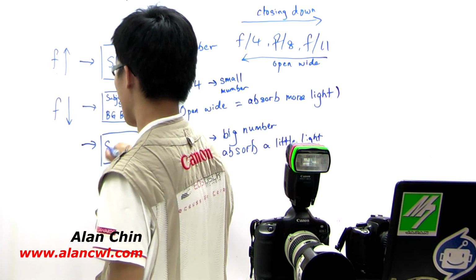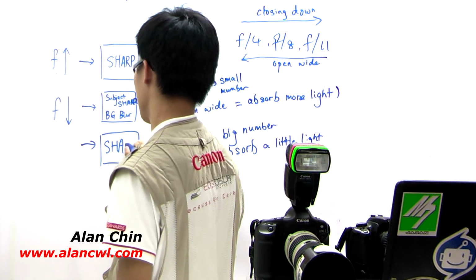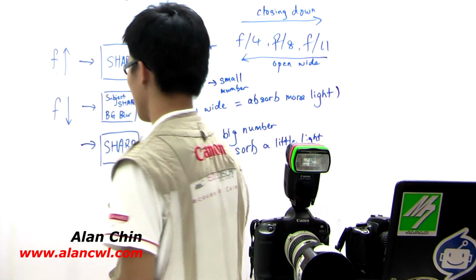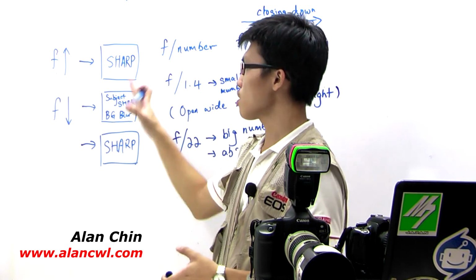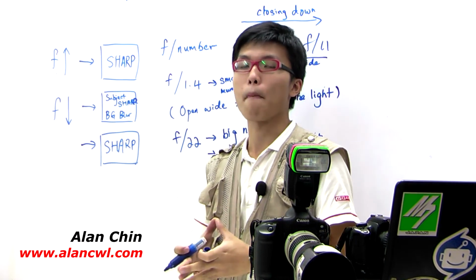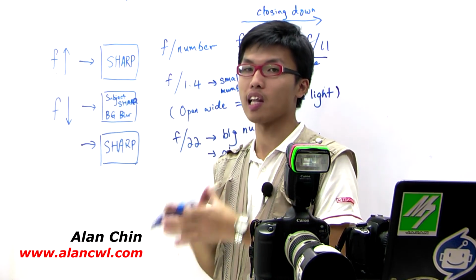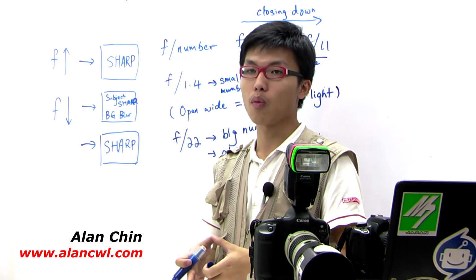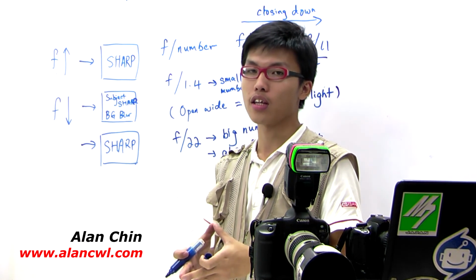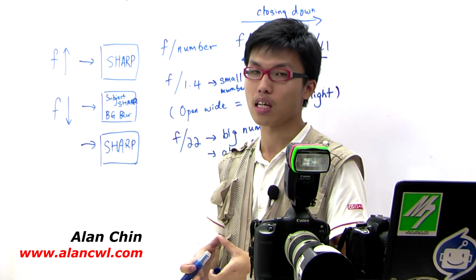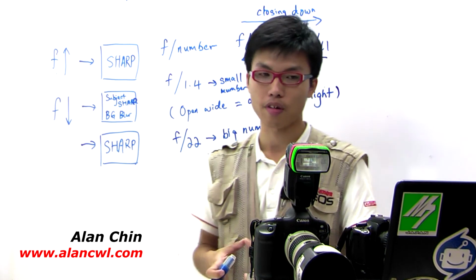The second thing you might face is everything is sharp. All of this is determined by the focal length of the lens, which we will talk about later in the next few series of the newbie photography tutorials.